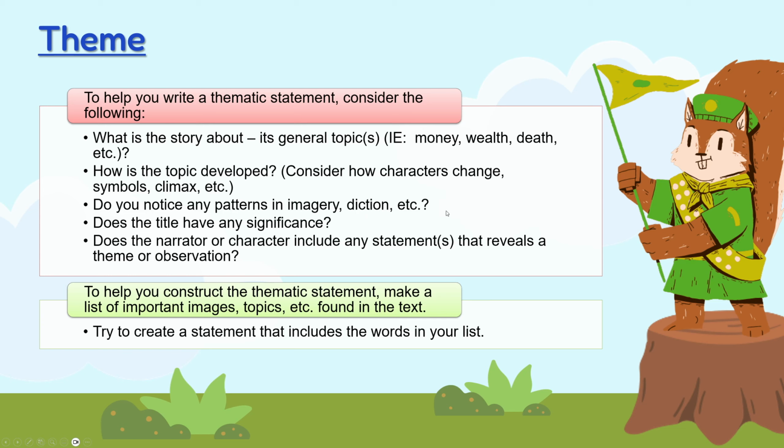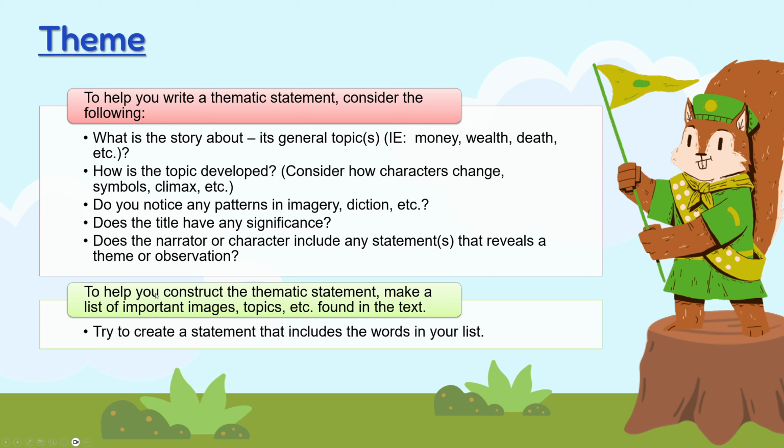Those are what you call patterns in imagery. They try to let you imagine that from this image they move into another image. Does the title have any significance? Sometimes you get the theme from the title directly. Does the narrator or character include any statements that reveal a theme or observation? You can find a theme from that as well.